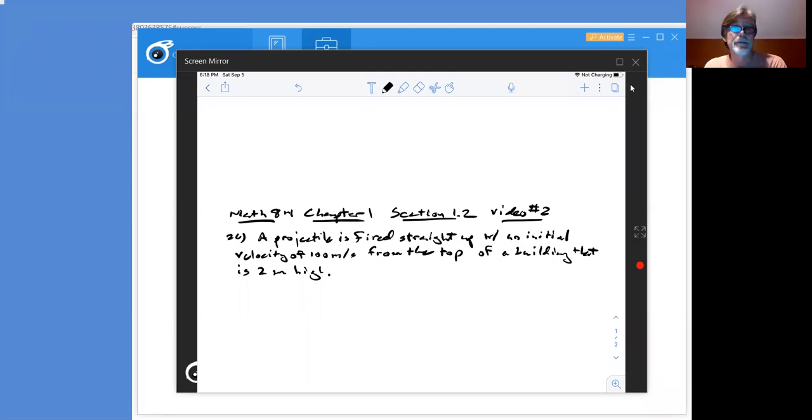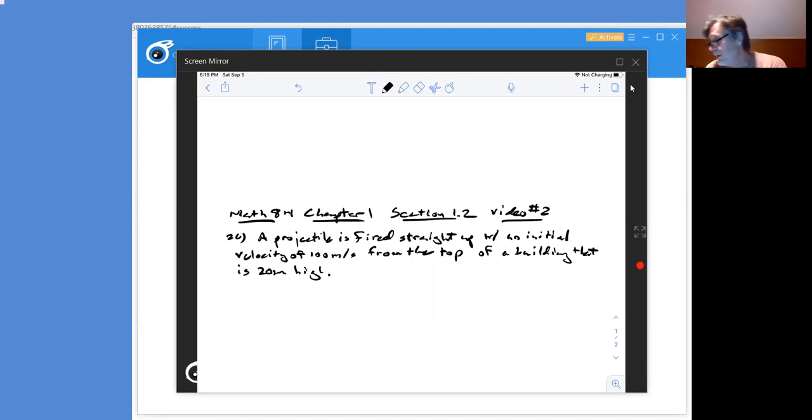This problem from section 2 is an interesting weave of more of the previous calculus experience we've had, and even pre-calculus. This one's talking about a projectile in motion, and the only thing tying into anything new here is maybe some notation. So it says basically a projectile is fired straight up with an initial velocity of 100 meters per second, problem number 26 in the e-text, from the top of a building that should be 20 meters high. Okay, so 20 meters high.